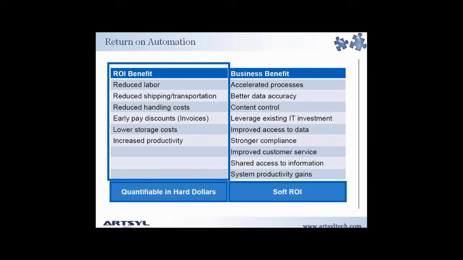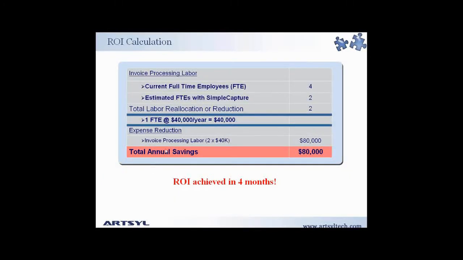Depending upon the specific situation, you can certainly show a reduction in shipping and transportation costs, handling costs. You can obviously, in the case of accounts payable, show the reduction of late fees and interest payments, as well as an increase in early pay discounts. If you're eliminating paper altogether, then maybe you can add the reduction in storage costs and to some extent even the increase in productivity. But again, as you'll see in the next slide, if you just focus on labor, you'll probably do extremely well.